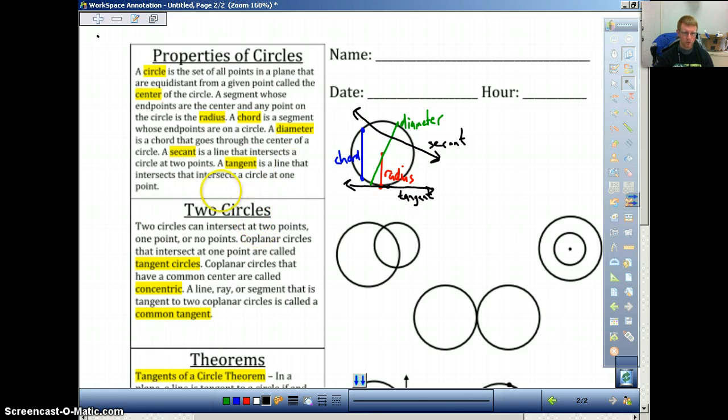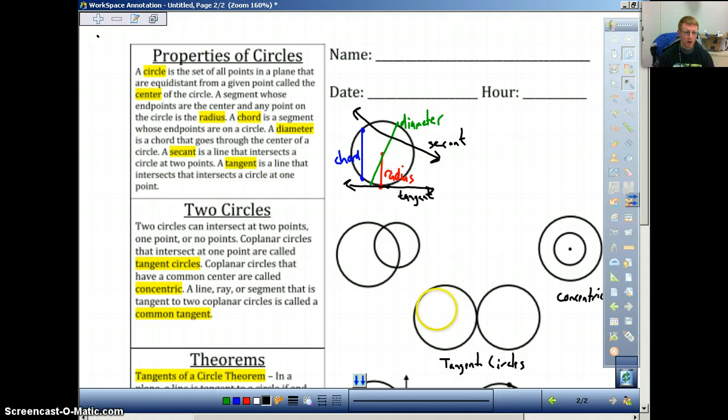Now let's talk about when we have two circles and what this means. It says two circles can intersect at 2 points, 1 point, or no points. Coplanar circles that intersect at 1 point are called tangent circles. So this right here is what we would call tangent circles. Coplanar circles that have a common center are called concentric. So this over here is concentric. And it says a line, ray, or segment that is tangent to two coplanar circles is called a common tangent. So all of these are coplanar circles.